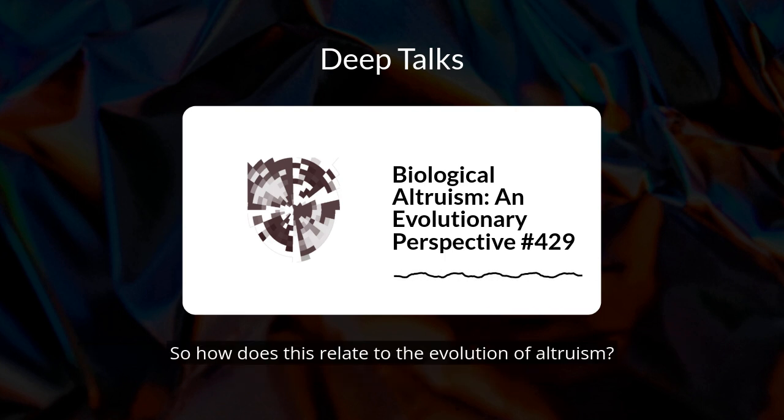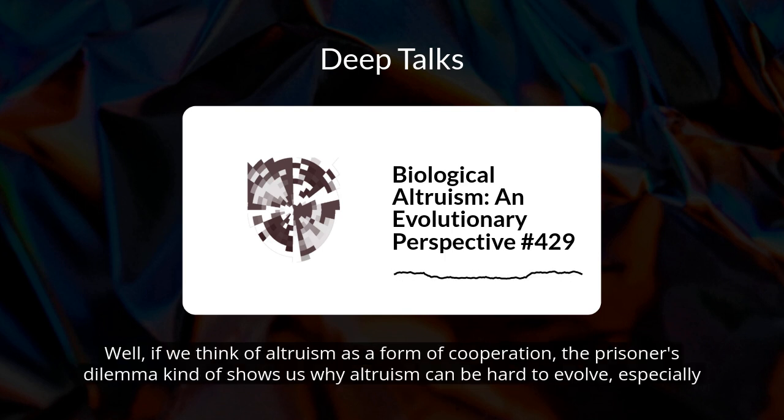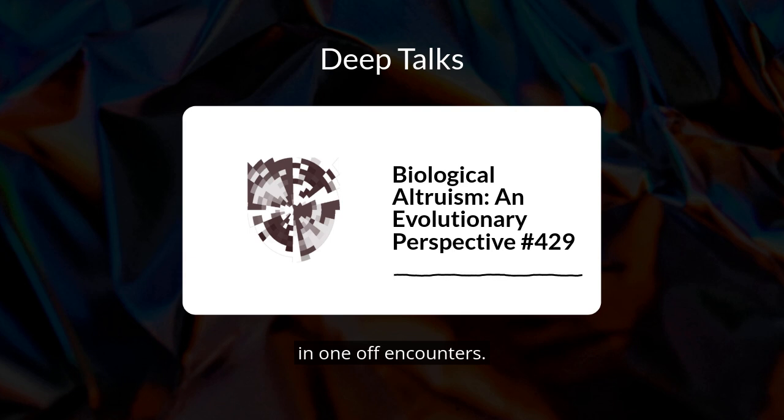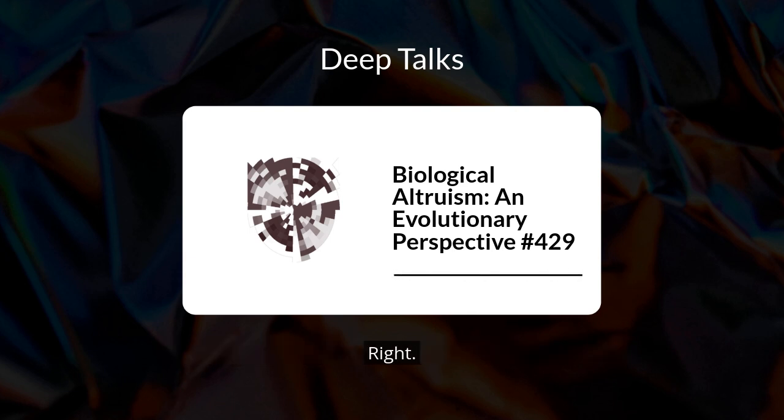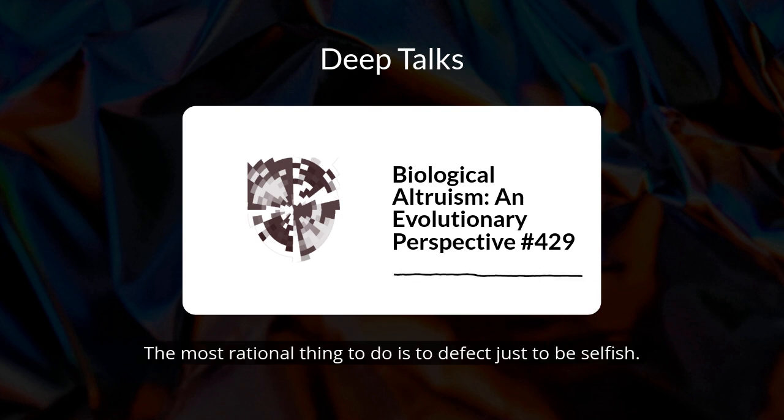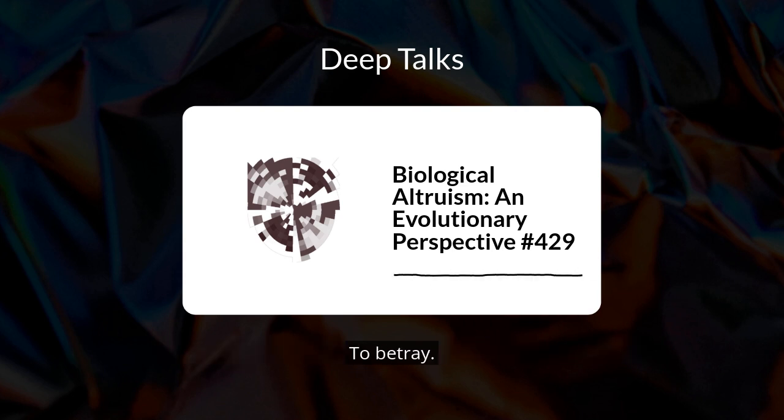So how does this relate to the evolution of altruism? Well, if we think of altruism as a form of cooperation, the prisoner's dilemma shows us why altruism can be hard to evolve, especially in one-off encounters. If you're only going to meet this other individual once, you're not going to see them again, the most rational thing to do is to defect. Just to be selfish? To betray, to be selfish.